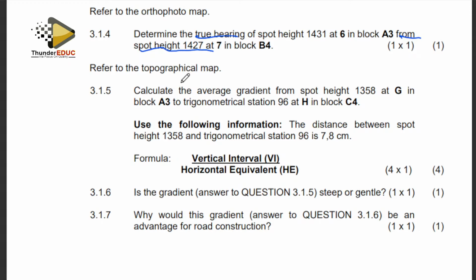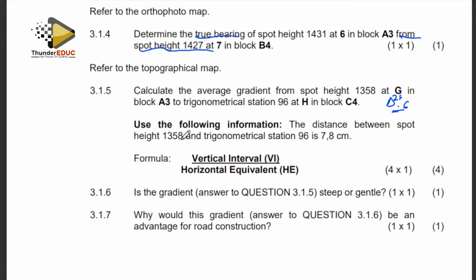All right. Then we come here, refer to the topographic map. So we go to the topographic map, capture the average gradient from the spot height 1358 at G in block A3 to the trigonometrical station 96 at H. So now here they use trigonometrical station. Now some learners confuse this. If they say trigonometrical station, the symbol is like this. There is a number on top and there is a number below. We use the number with a decimal place, because the number with the decimal place is the height.